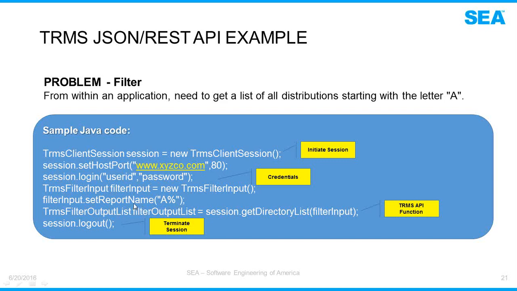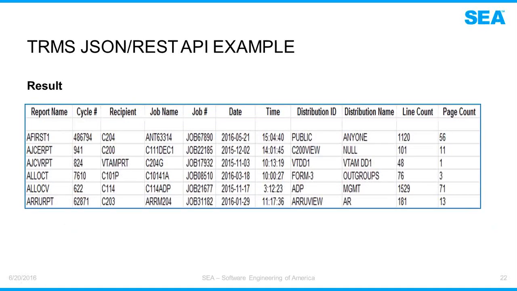The filter itself: I want to get all reports that begin with the letter A. A and the percent sign is a wildcard character, so it's everything that begins with the letter A and anything following that. When I get the list, please put the list into this file, and then log out or close the session. So that's the API. It's as simple as that.